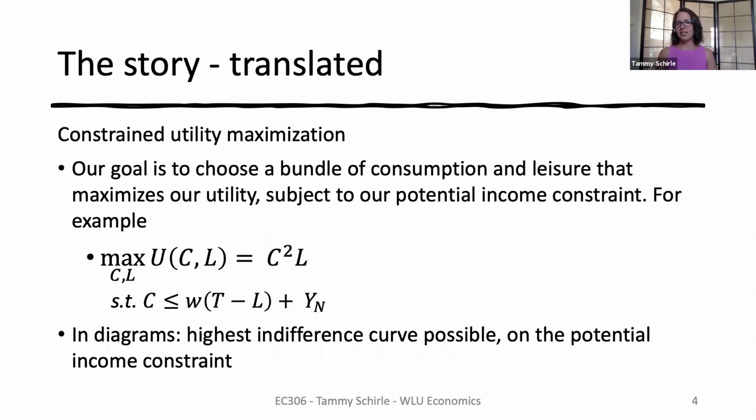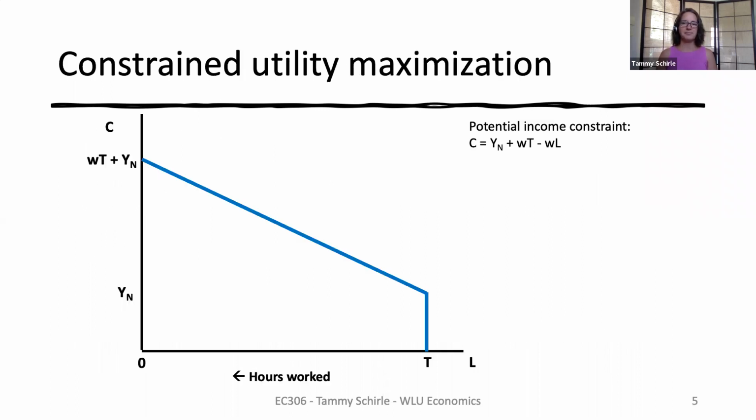We can take that story and translate it into some simple equations. This is still simply telling us that people want to be as happy as possible. They want to maximize their utility, realizing there are limits to what they can do, characterized in their potential income constraint. And they will choose consumption and leisure time with all of that in mind. When we return to mapping this into a two-dimensional space in the next slide, we're going to look for the highest indifference curve possible on the outer edge of our potential income constraint.